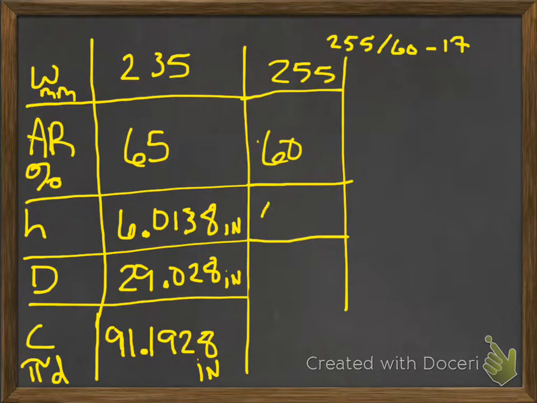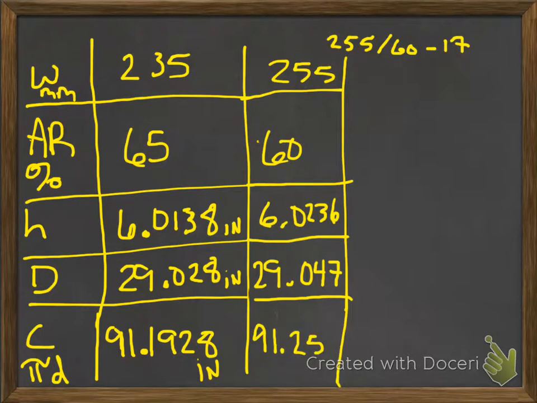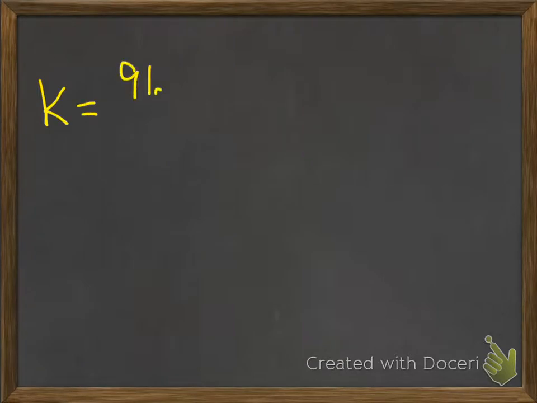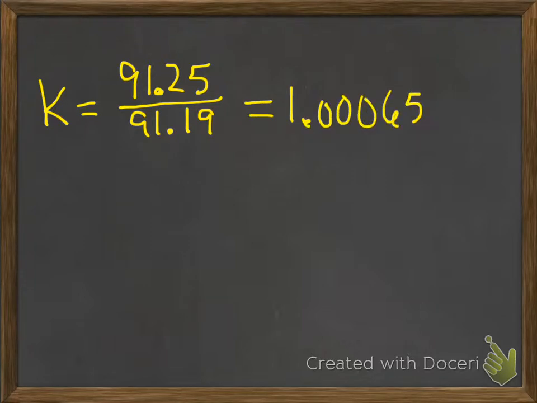Anyways, 255, notice that's only 60% of the aspect ratio. Still has a little bit bigger height, which means a little bit more diameter, which means a little bit more circumference. And it doesn't look like much, but let's look at something here. In the worksheet, they give you a formula and tell you how to find K. Well, K is the new one over the factory. And so my K in this case is 1.0065. So the bigger tire circumference over the factory installed circumference.